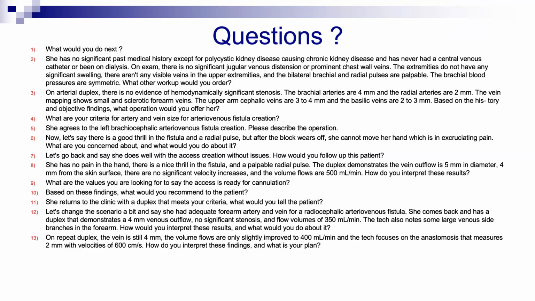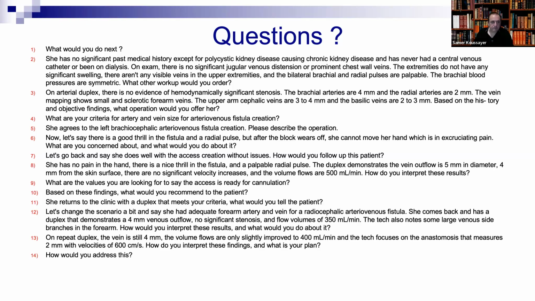So, okay, what is your plan? We'll book the patient for a fistulogram with angioplasty of the anastomosis side. How would you address that? How do you do a fistulogram of the anastomosis? We'll puncture the vein, away from the anastomosis, in retrograde fashion.